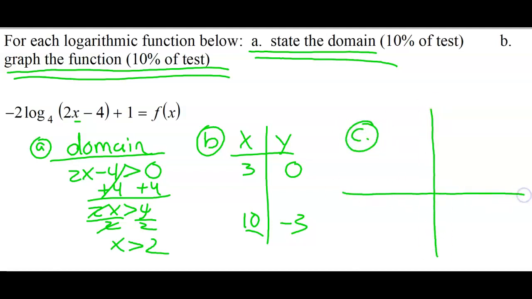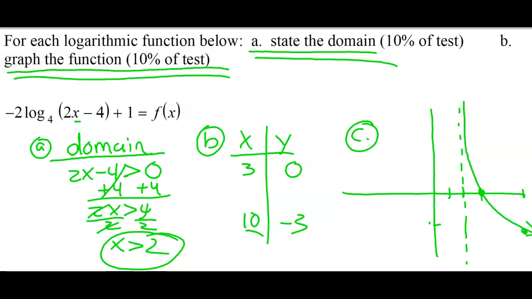To graph it, you're going to start by graphing your vertical asymptote, which is determined by the domain. It says x has to be greater than 2. So I'm going to put a vertical line here at positive 2. And then I'm going to plot my 2 points. We have 3, 0 is one of my points, and we also have 10, negative 3. I'll just say that's 10 over there, and then negative 3 down here. So like that. And then we have to connect those dots with the appropriate shape, which would look like that.